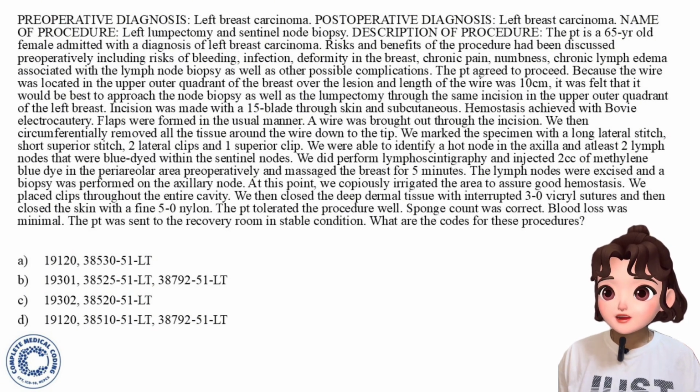At this point, we copiously irrigated the area to assure good hemostasis. We placed clips throughout the entire cavity. We then closed the deep dermal tissue with interrupted 3-0 Vicryl sutures and then closed the skin with a fine 5-0 nylon. The patient tolerated the procedure well. Sponge count was correct. Blood loss was minimal. The patient was sent to the recovery room in stable condition.